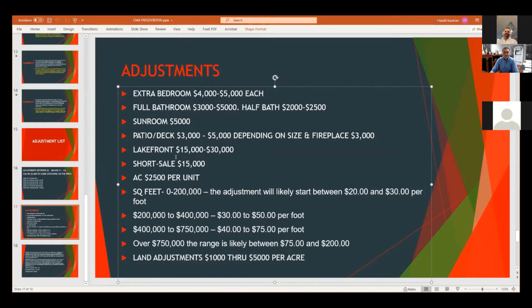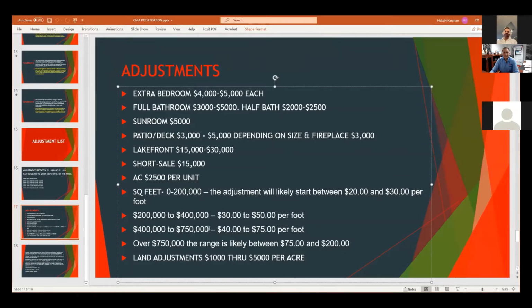So AC, $2,500 per unit. Square feet adjustments, 0 to $200,000. So this is the house value. Adjustment will likely start between $20 to $30 per square foot, right? We'll get to that, but I'm giving you these facts so you can see these numbers and how to put them in our reports. Homes $200,000 to $400,000, $30 to $50 per square foot.